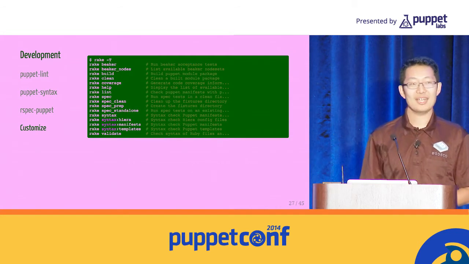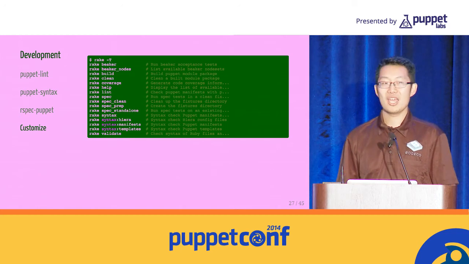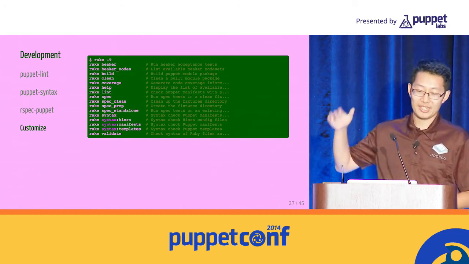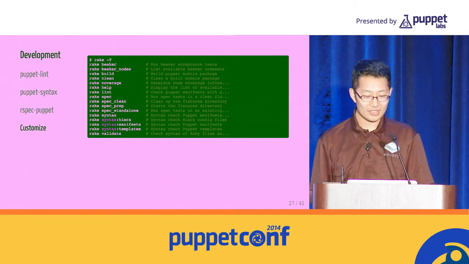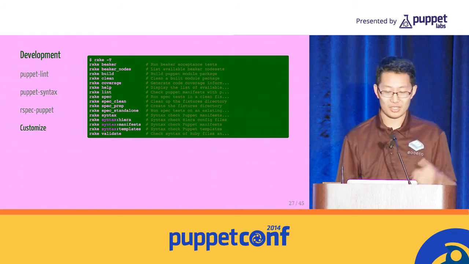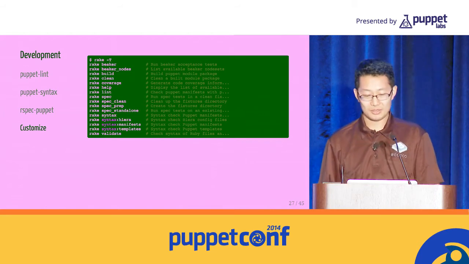So here's the rake task that I promised I was going to show earlier. With those specifications, with that Gemfile, if you do a bundle install, you can run rake from that directory, and it's going to bring in the whole list of additional features. And there's a bunch that I haven't covered, but I think the most important ones for testing have been discussed, which are the syntax testing and linting. And the last thing that I'm going to get into here is Beaker.